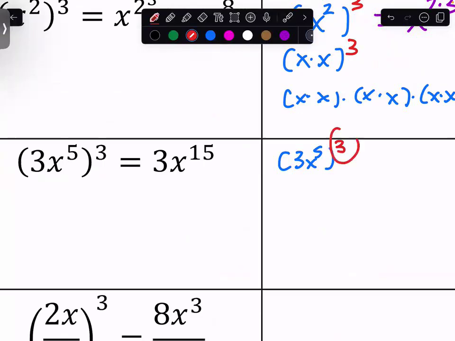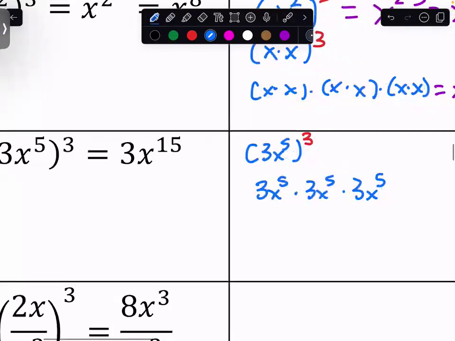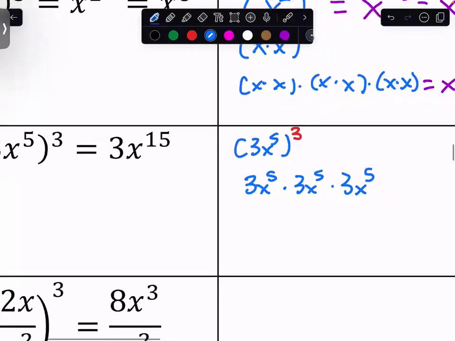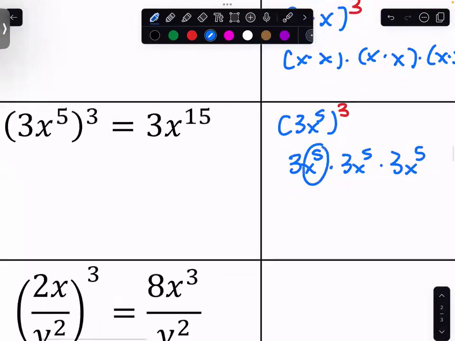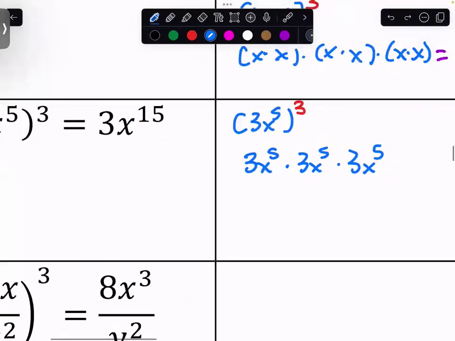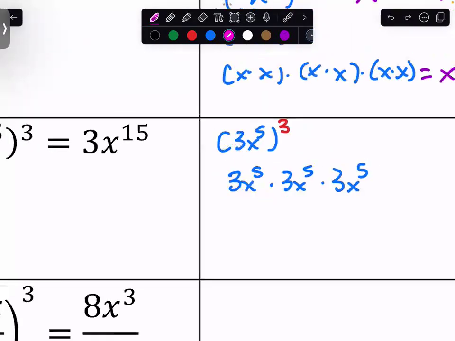The exponent of 3 on the outside means we need to write the inside 3 times. So the x part was correct: you have 5 plus 5 plus 5. Here we would add the exponents because there's different x's. But the part that was wrong was the 3. It doesn't stay a 3 because you multiply it by other 3s. So 27x to the 15. Very good.